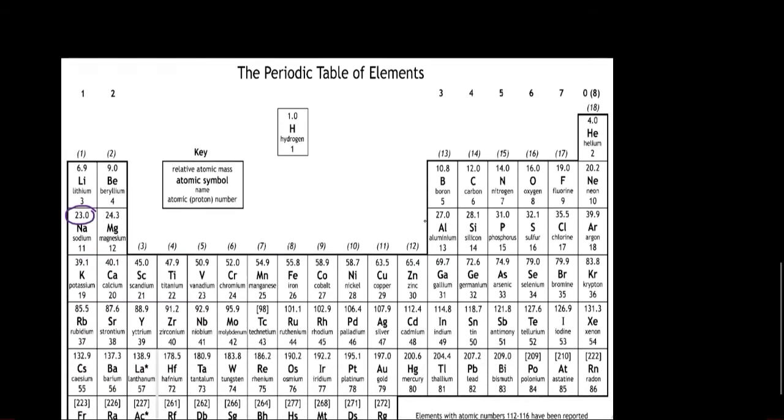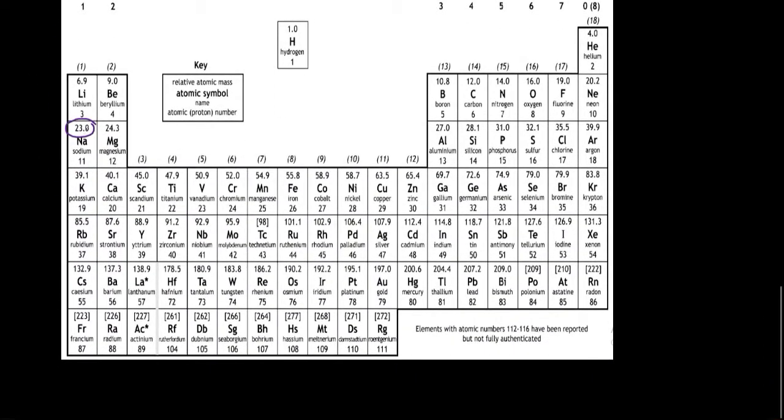So I'm going to go to the periodic table again. I already know that sodium is 23, and then I'm going to go to oxygen. I know that oxygen is 16, and hydrogen is 1.